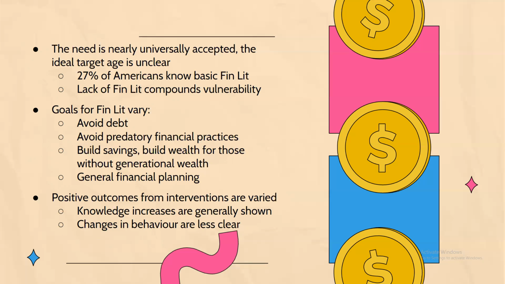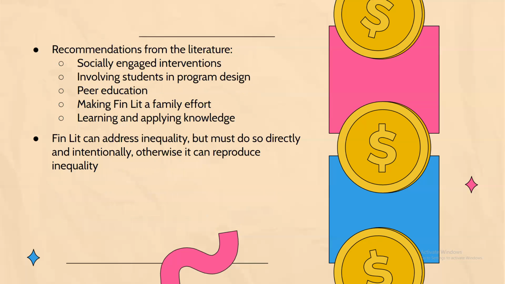The positive outcomes from these interventions are really varied in research. The knowledge definitely increases, that's been shown, but changes in behavior aren't clear. And so the recommendation from the literature to get the best change in behavior was to make sure that the interventions are socially engaged, which is what we planned for, to involve students in the program design, use peer education, and to make financial literacy a family effort, which is why we've involved families.